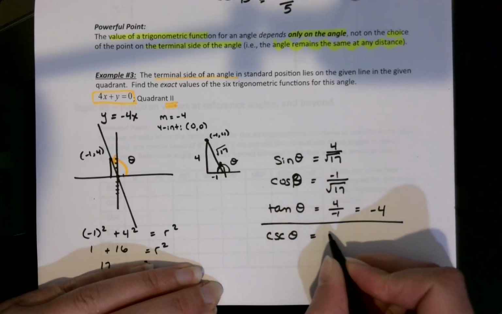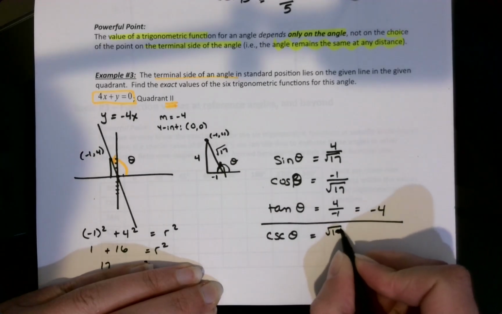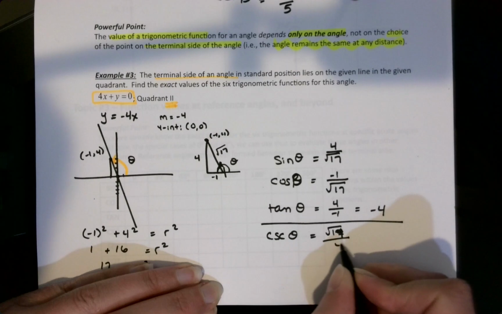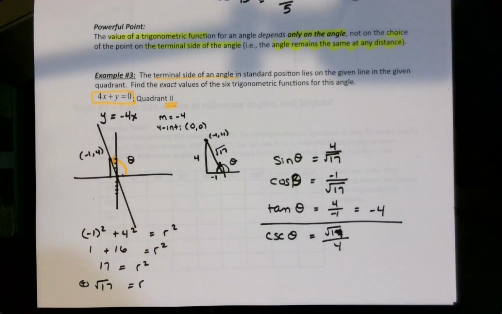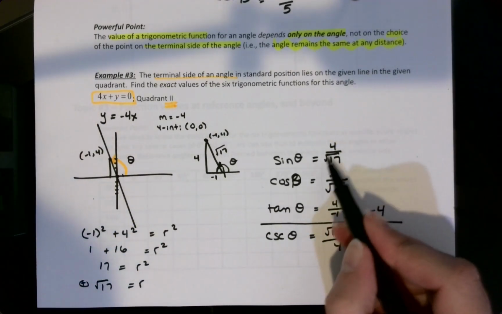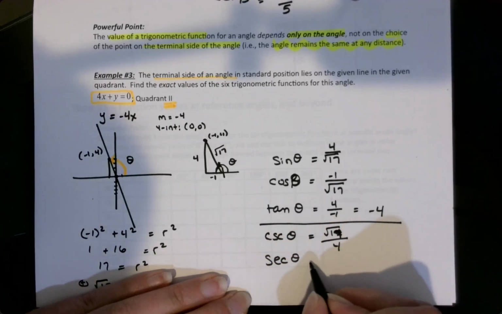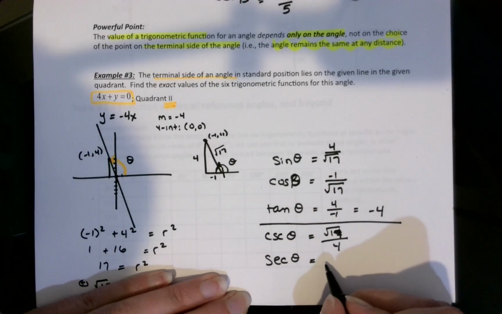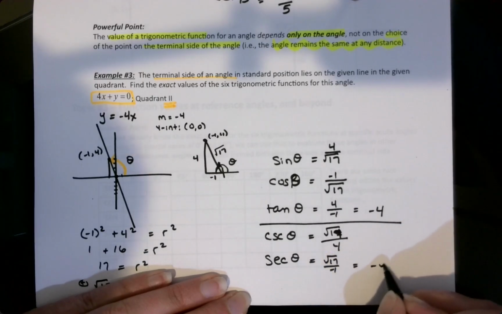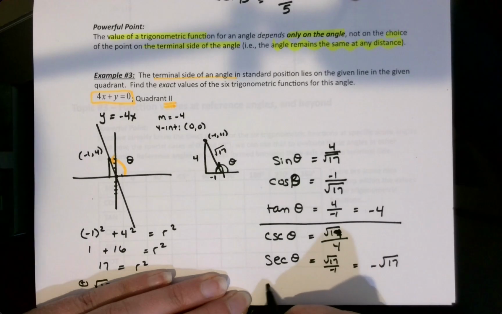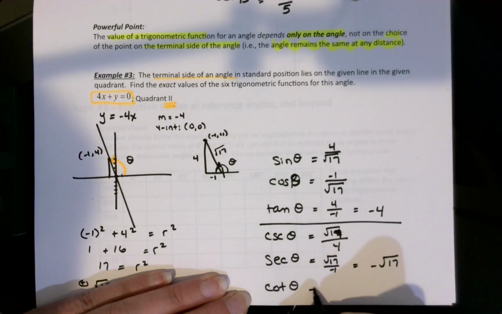Cosecant of theta is the square root of 17 over 4. I accidentally wrote a 14. It's supposed to be a 17. Just trying to flip this over. Gotta watch my writing here. Secant of theta, let's flip this over. So that's going to be the square root of 17 over -1, or negative the square root of 17. And then cotangent of theta, which is going to be -1 over 4.